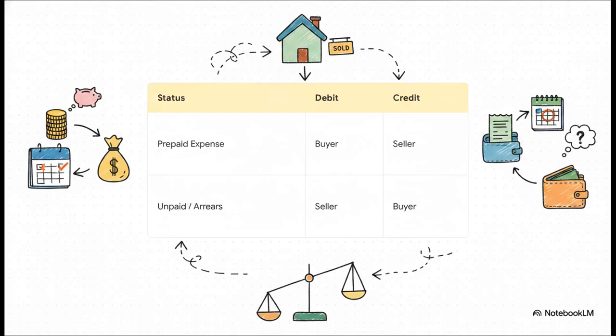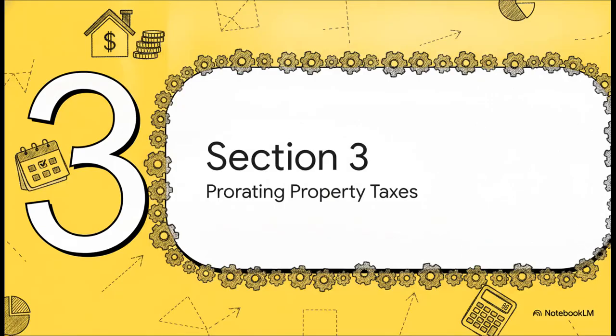It's actually super helpful to mentally contrast our 2 main scenarios as we prep for the exam. If an expense is prepaid by the seller, well, the seller is entitled to reimbursement for the buyer's share. So that's a debit to the buyer and a credit to the seller. But on the flip side, if an expense is unpaid, meaning it's paid in arrears, the seller hasn't paid their share yet, have they? The buyer's going to eventually get stuck with the whole bill. Because of that, the seller owes the buyer, resulting in a debit to the seller and a credit to the buyer. Makes sense, right?